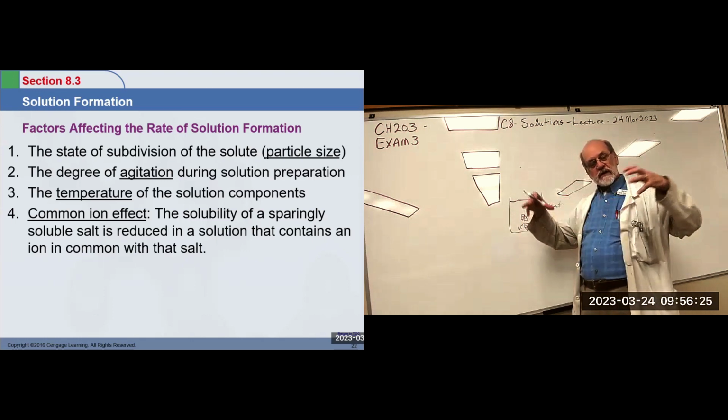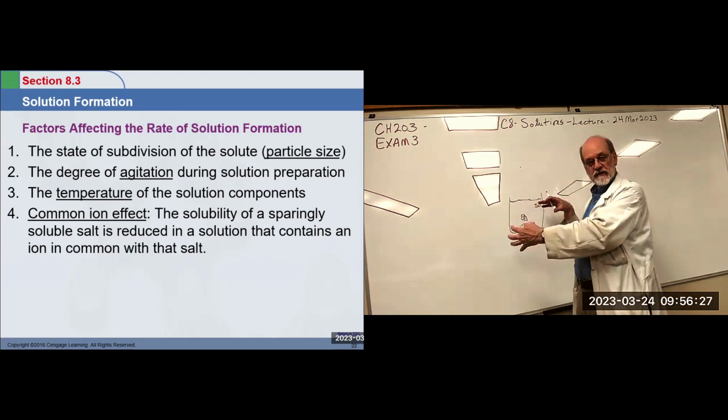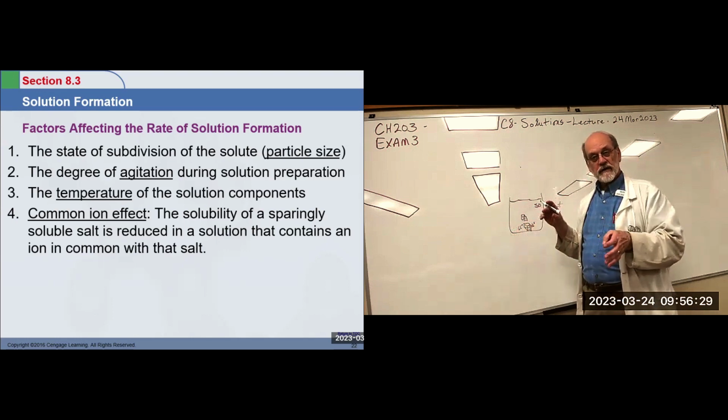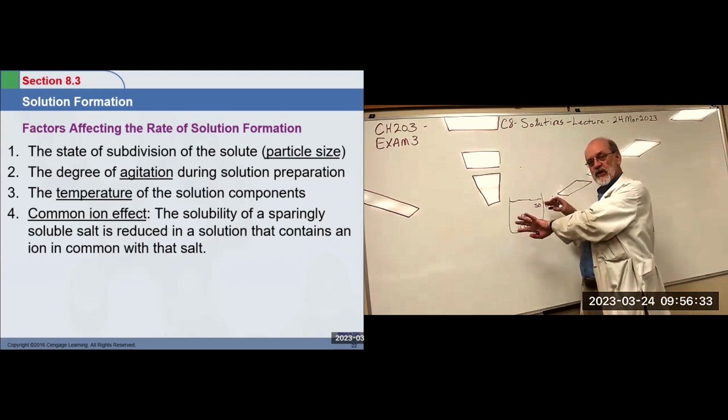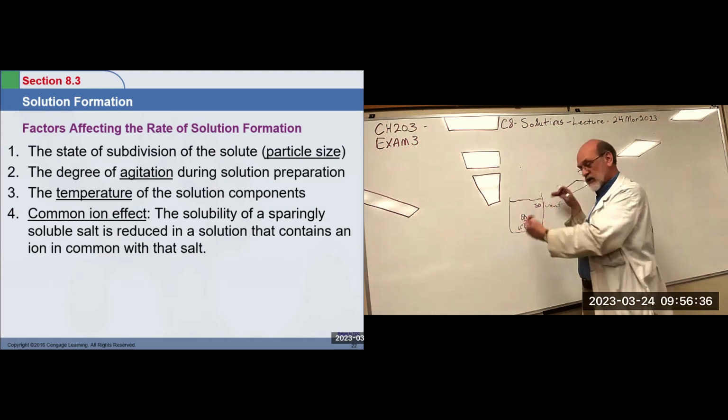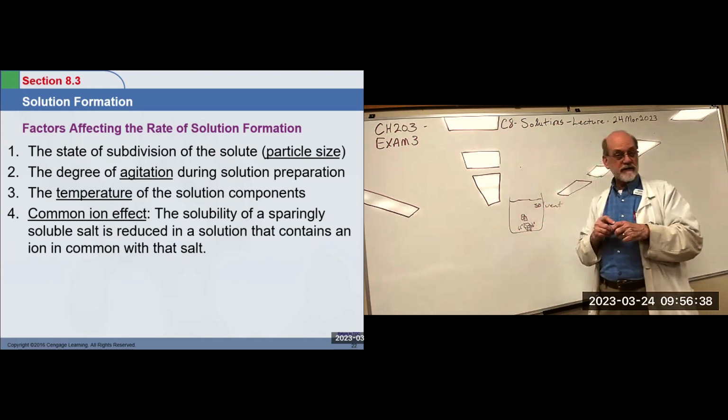They diffuse into the body of the solvent if you don't stir it. If you stir it, then you're constantly moving those ions away from the cube and allowing more water molecules to get at it. That will dissolve it faster.